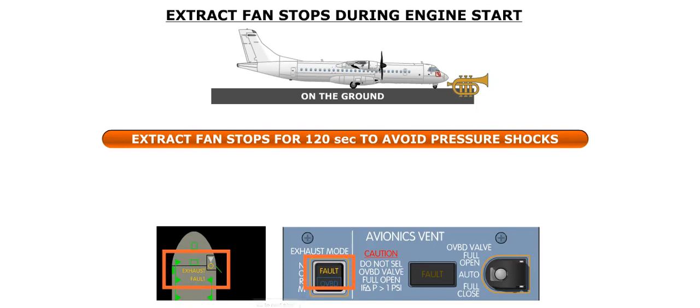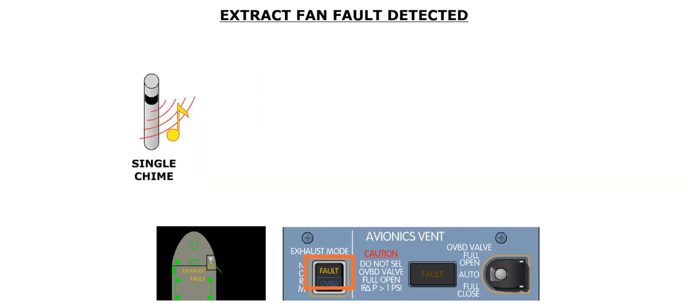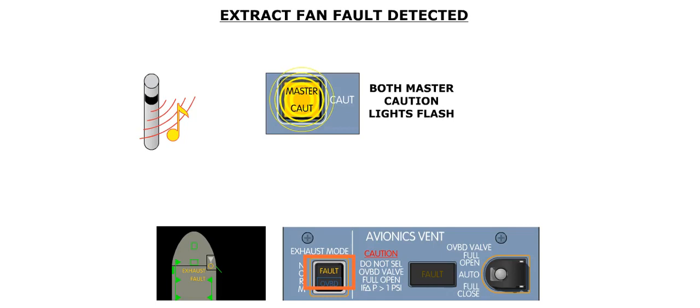If you recall, the extract fan will stop for 120 seconds during engine start. In this case, the fault light will illuminate, but the ground mechanic horn will not sound. The fault caption illuminates in the event of a failure of the extract fan, or there is a fan overheat. If the fault caption illuminates, you will also hear a single chime. In addition, both master caution lights will flash, and an extraction fan icon is displayed in amber on the MFD cabin page, along with an exhaust ventilation label.